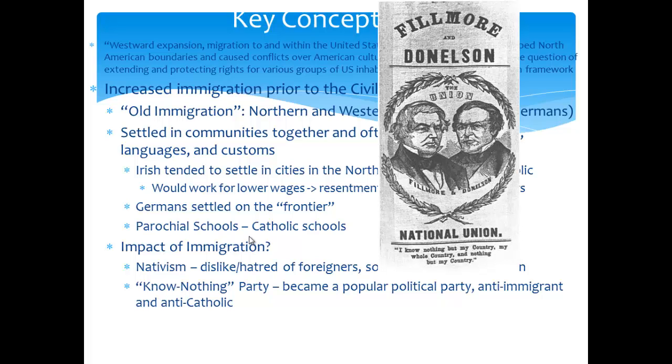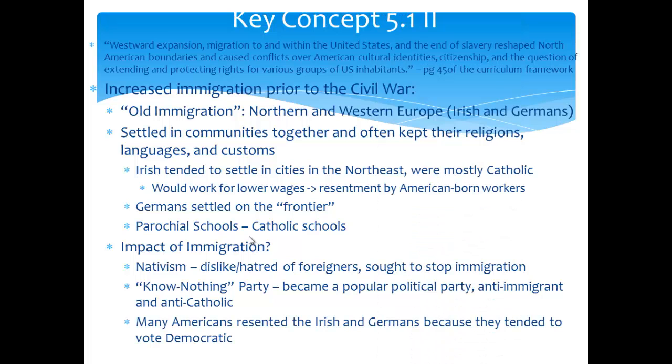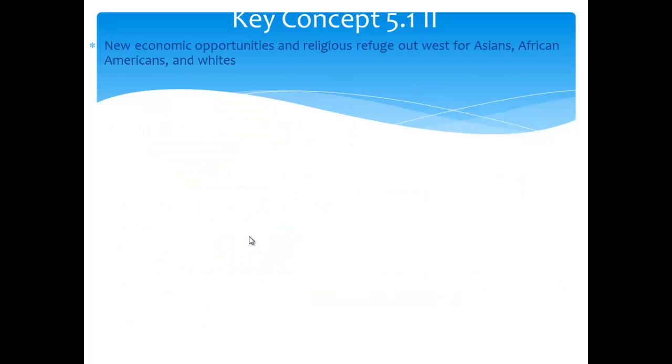And you see in this picture here, this is the 13th president of the United States, Millard Fillmore, running with Andrew Jackson's nephew as his vice president candidate for a presidential election. And many Americans resented the Irish and Germans because they tended to vote Democratic. All right, new economic opportunities and religious refuge were available out west for Asians, African Americans, and whites.